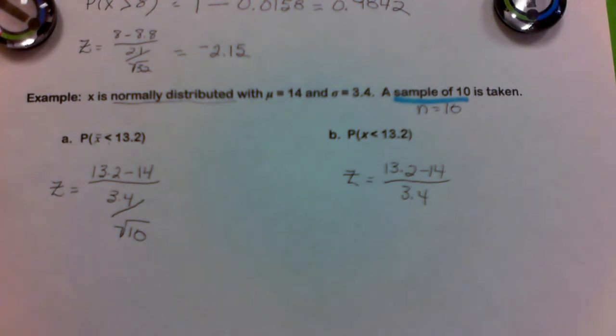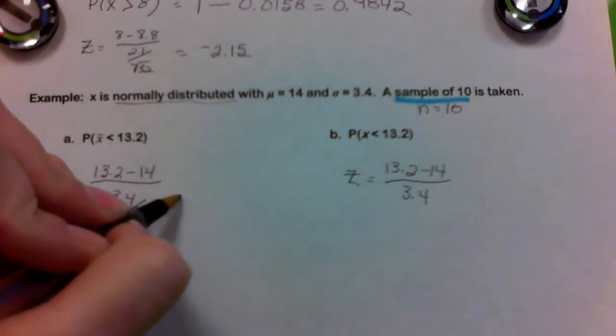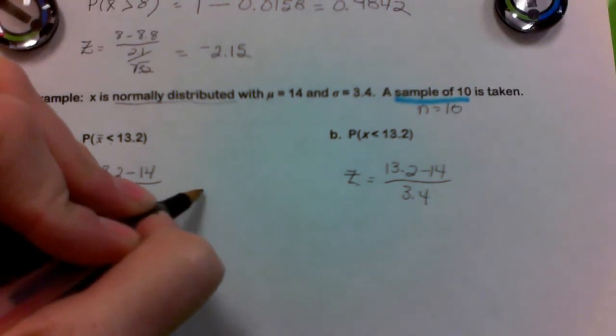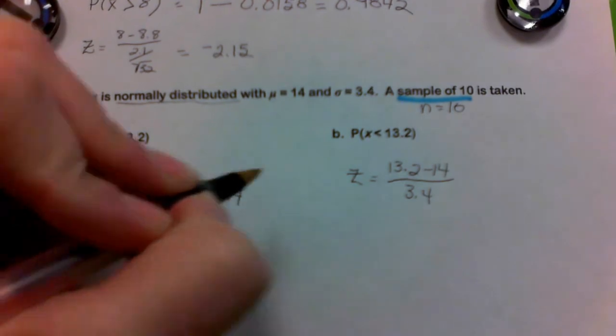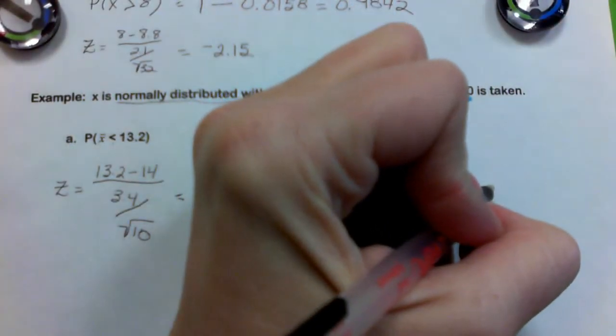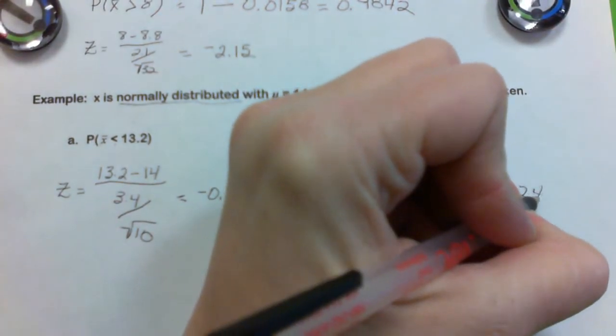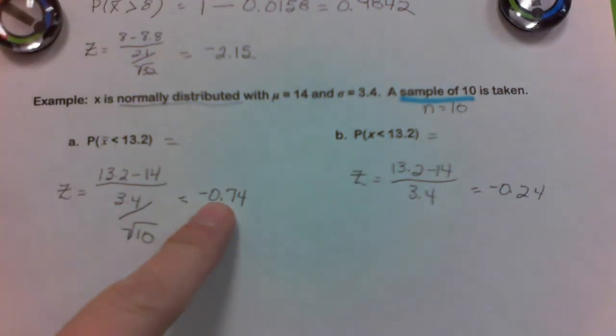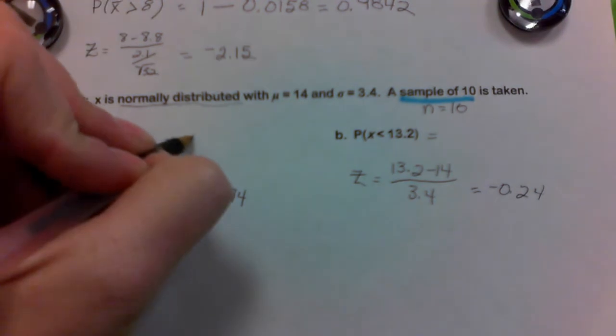For the first one, when you calculate your Z value, you're going to calculate negative 0.74, whereas when you're talking about one person or one item, you're going to calculate it as negative 0.24. So that completely changes the probability. So if you go to the Z table and you look up negative 0.74, and this is a less than, so I just have to go to the table and use that number, I get 0.2296.